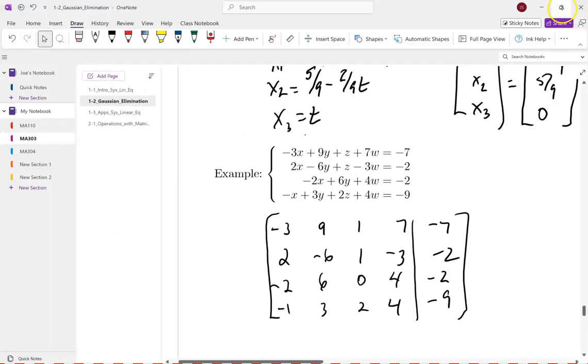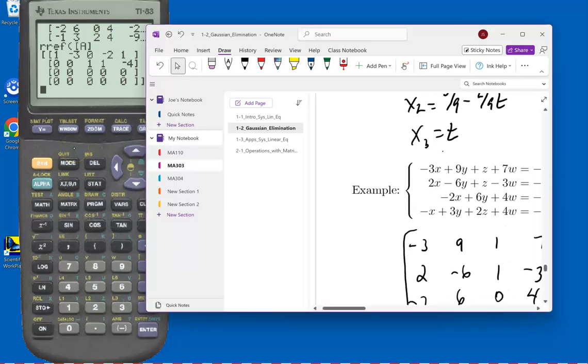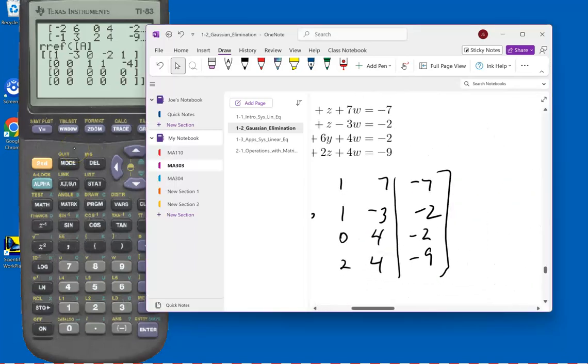Oops, that's what I wanted to do. That's what I wanted to do. This is why I wanted a calculator otherwise here.